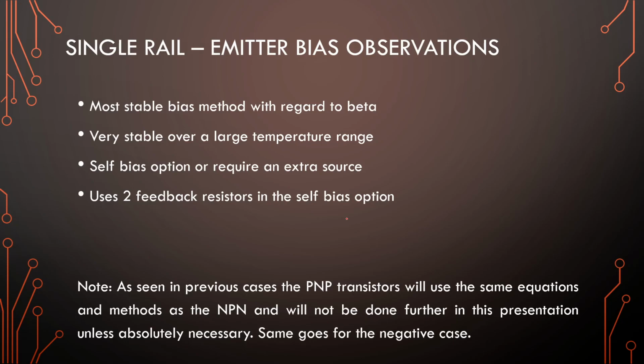Okay, then as a note from here on, you noted that I didn't do the PNP, and from here on forward I will only do PNP if there is a case where the derivation will differ, and I won't do the negative cases anymore because from here on forward they will typically always be the same as the positive rail case. Okay, so we're only going to focus on positive rail and NPN mostly.